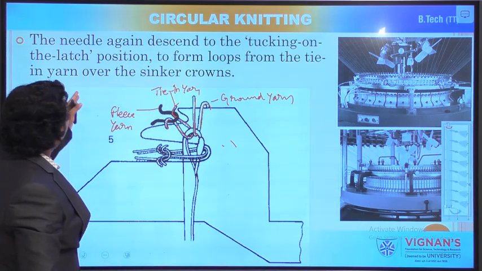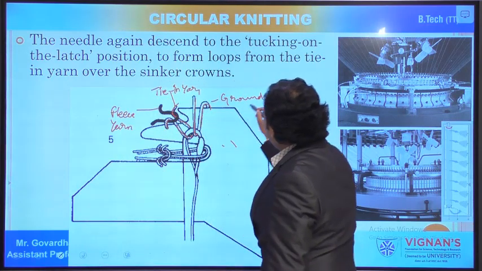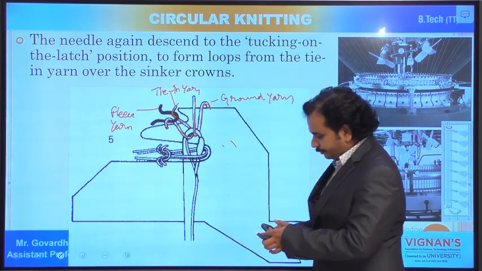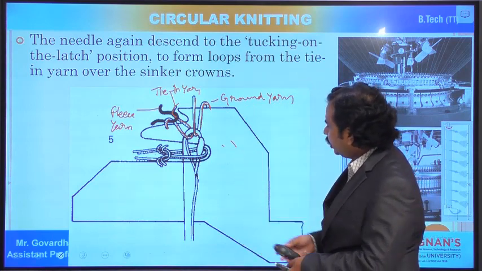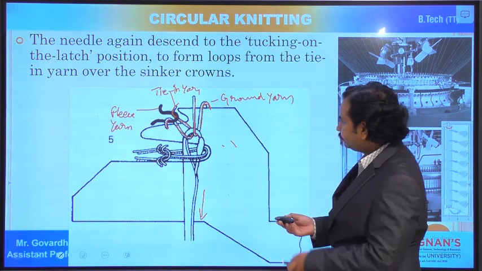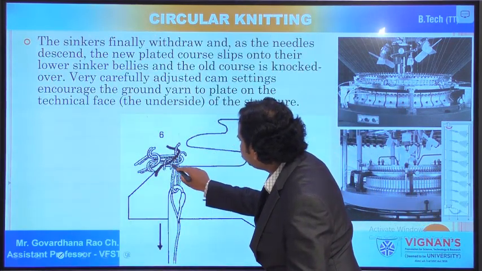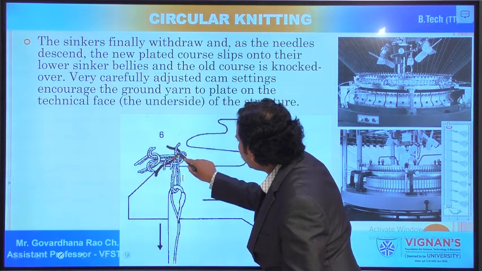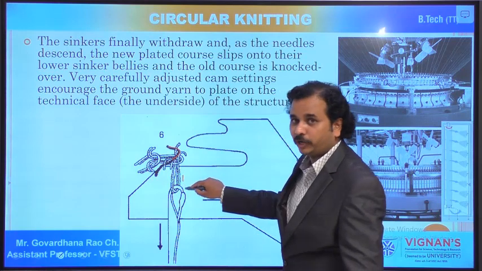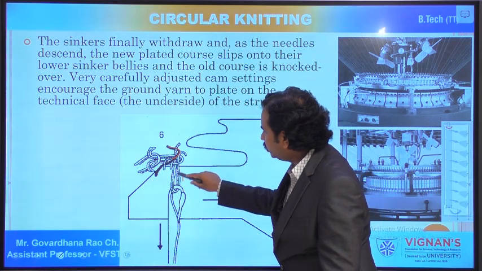the tie-in yarn over the sinker crown. So above the sinker crown, the loop is going to form. This is the sinker crown. Now, after that, the needle is completely lowering down. After lowering down, you can observe that the fleecy yarn is separate and these two are going to form the fabric. So the fabric formation is going to occur with these two yarns.